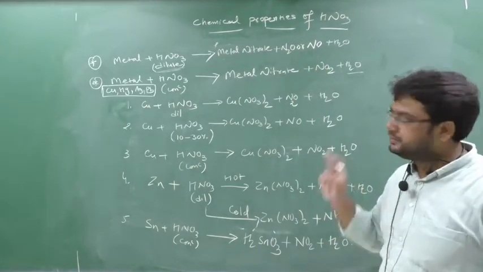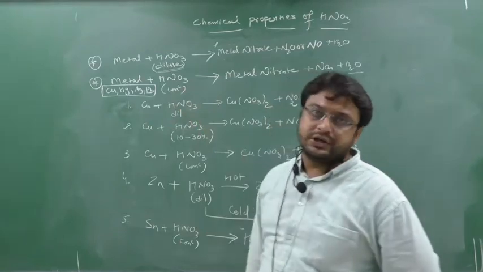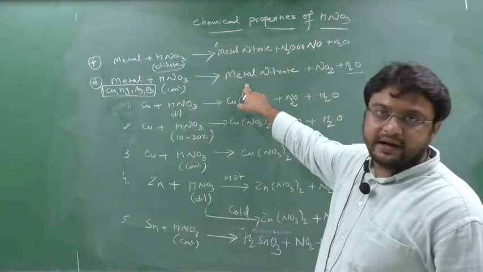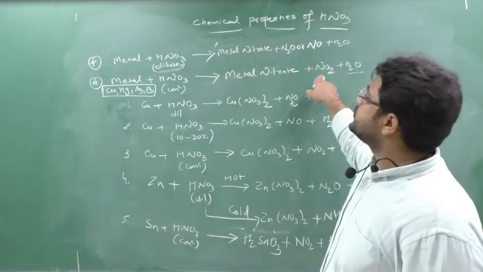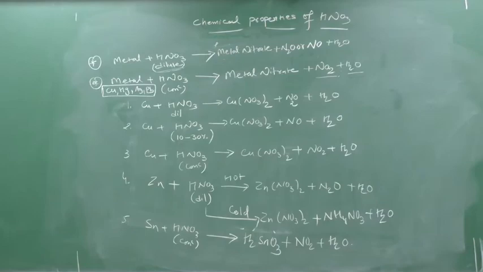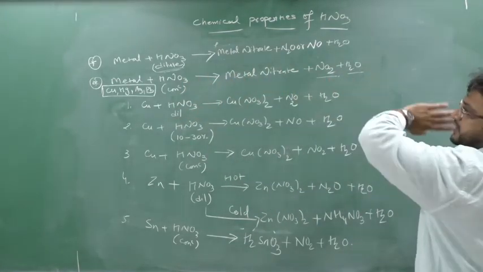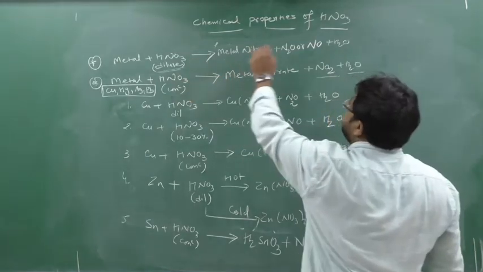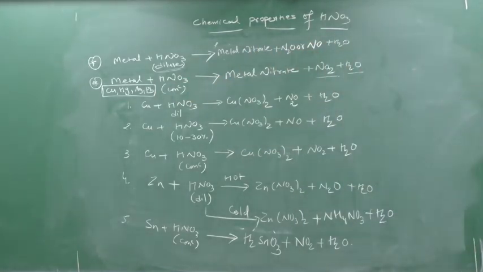Second point, metal plus nitric acid, where the nitric acid is concentrated. It will give metal nitrate plus hydrogen gas, but instead of hydrogen gas, it will give water and one of its oxides. But here the oxide is fixed. Which is the oxide here? Nitrogen dioxide. So in concentrated nitric acid, the oxide is fixed, that is nitrogen dioxide. But in dilute, it is not fixed. It can be NO or N2O, either one can come, depending on how much it is diluted.